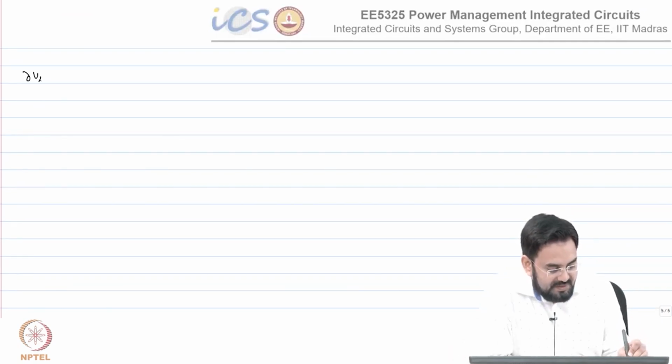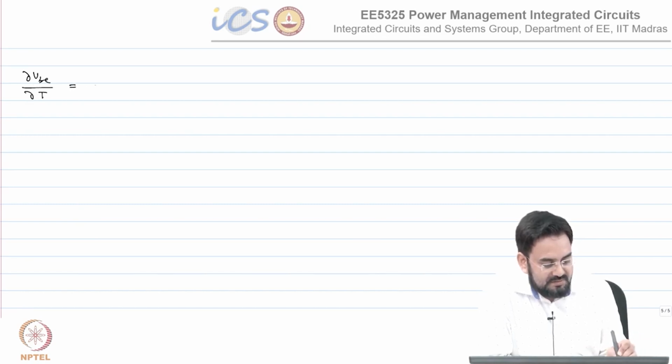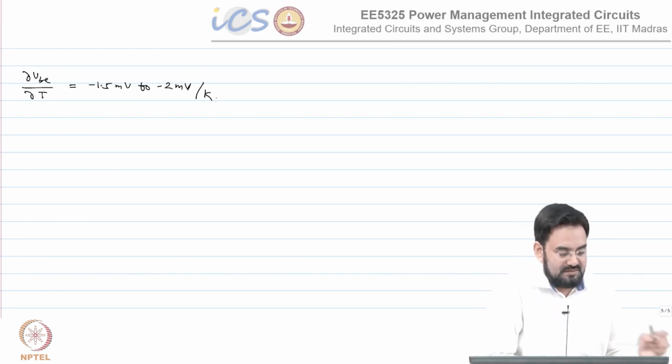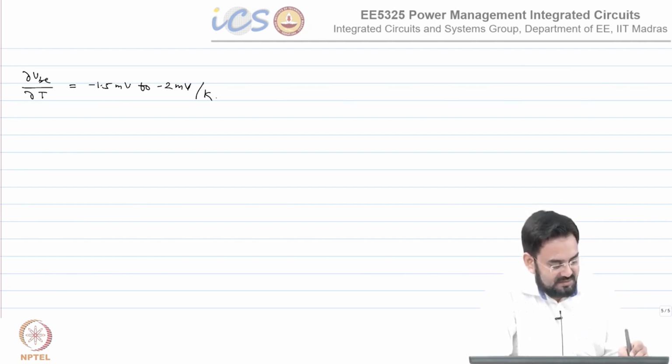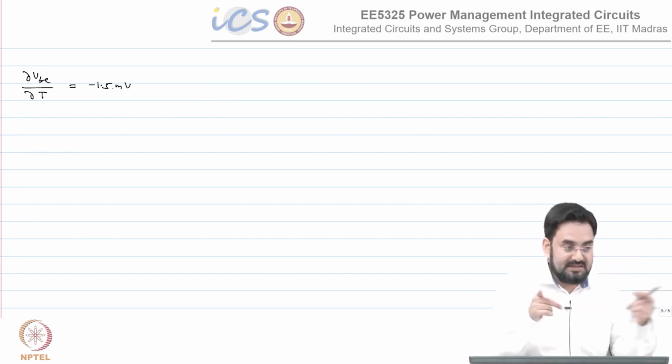And delta VBE by delta T was how much? Minus 1.5 millivolt to minus 2 millivolt per Kelvin. So, let us start with minus 1.5. Okay, we will do the same for minus 2 also, and we will see the range.